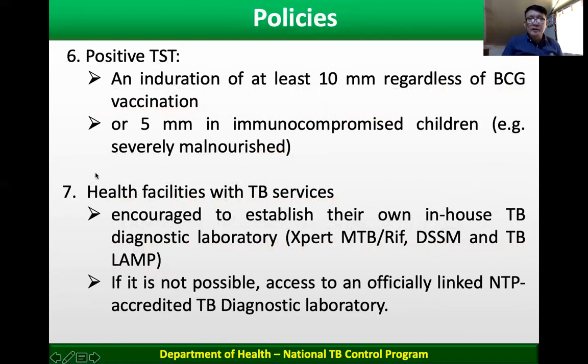So there have been no changes at all in terms of the reading for the tuberculin skin test. A positive tuberculin skin test has an induration of at least 10 millimeters, regardless of BCG vaccination. Now, for immunocompromised children, for example the severely malnourished, at least 5 mm is already considered positive.